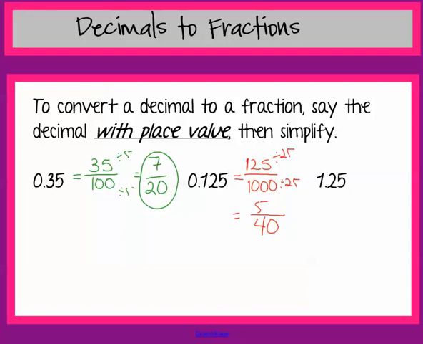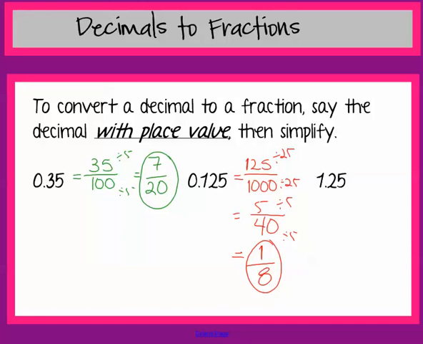Okay, notice we can simplify again. Sometimes you have to simplify twice. So I have a common factor of 5 now that I can see. So I can divide 5 by 5 to get 1. And 40 divided by 5 is 8. So my simplified fraction for 125 thousandths is 1/8.